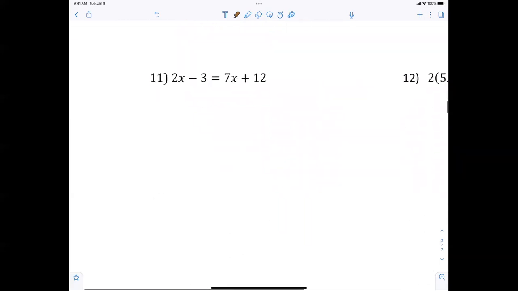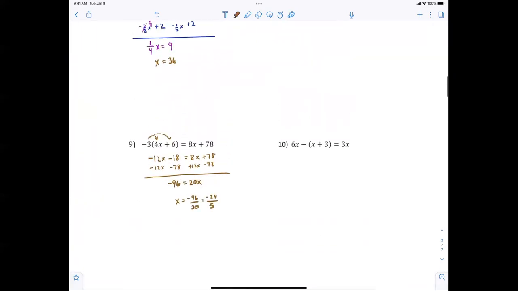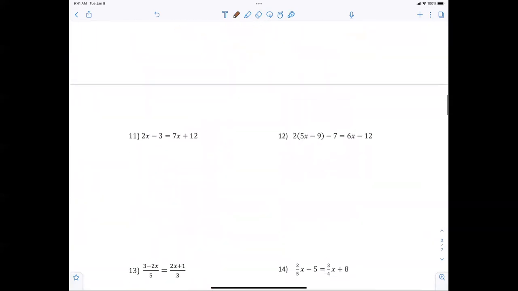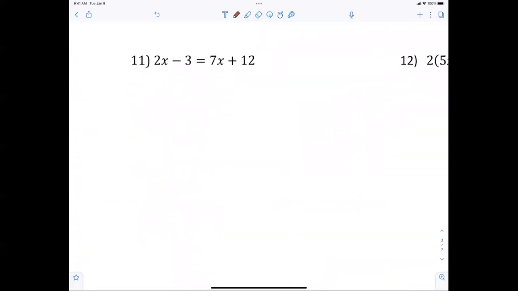All right, number 11. Here we go. Which one did we skip? 2. No, we're doing the odds now. I said, we're just going to go down the page. We're going to work on the odds. All right, Miss Spiller, you help me with number 11. What am I going to do?